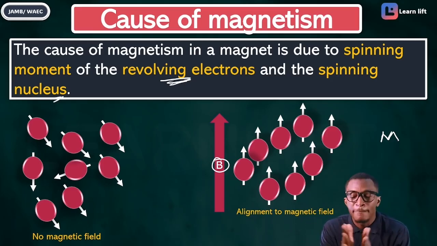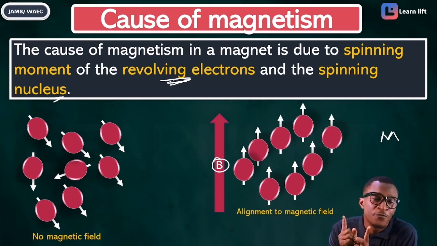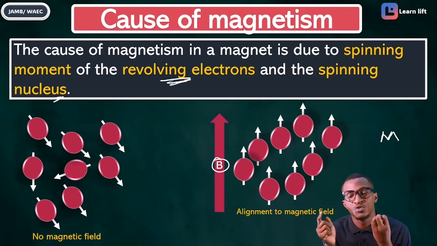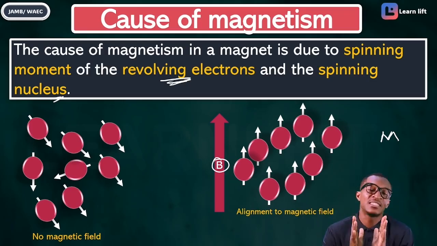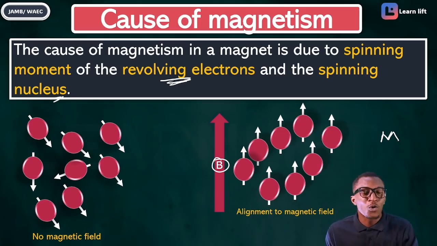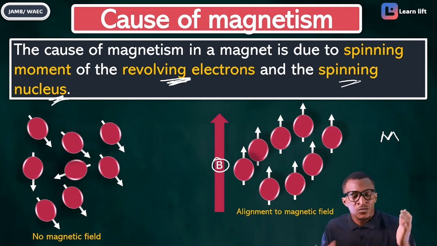So what causes magnetism? Magnetism is caused by the alignment of spinning or revolving electrons and nucleus. When the electrons and the nucleus align with the magnetic field, that material is said to be called magnetic material. That's the cause of magnetism. Everybody, what's the cause of magnetism? The cause of magnetism in the magnet is due to the spinning moment of revolving electrons and the spinning moment of nucleus. Do you understand?